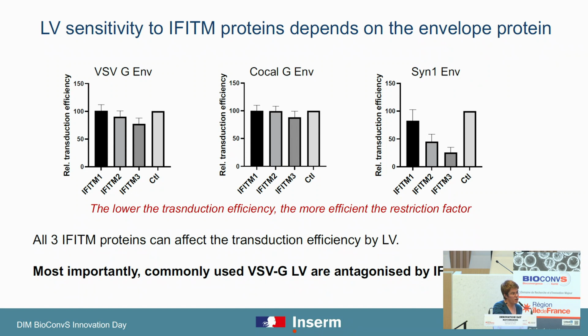The results are here. Very basically, we tested 3 different glycoproteins. We can see that the IFITM proteins can affect the lentiviral vector differently depending on the glycoprotein at the surface. Cocal, for example, is nearly resistant to all the IFITM proteins. What I will insist on here is not the most impressive, but it's VSVG, because it's a protein commonly used for most of the clinical trials, and it's not massively, but very significantly inhibited, mostly by IFITM3.